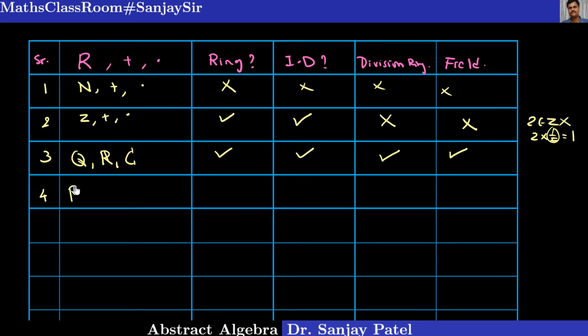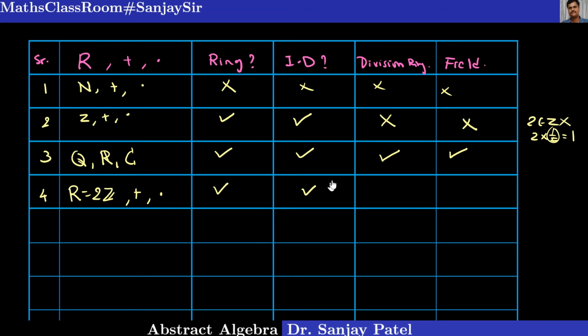Then the next example I want to take is the set R equal to the set 2Z with respect to the operations of simple addition and multiplication of integers. We have already proved that it is a ring. And since it is a subset of the ring of integers, it contains only integers, and we know that the product of two non-zero integers is always non-zero. So in 2Z, if you take any two even integers which are not zero, then the product is also an even integer which is not zero. So this is an integral domain.